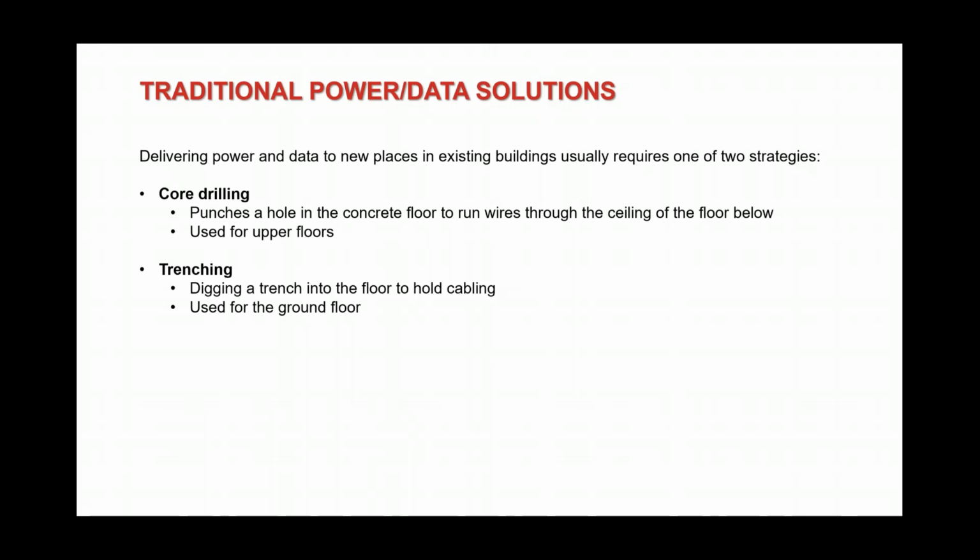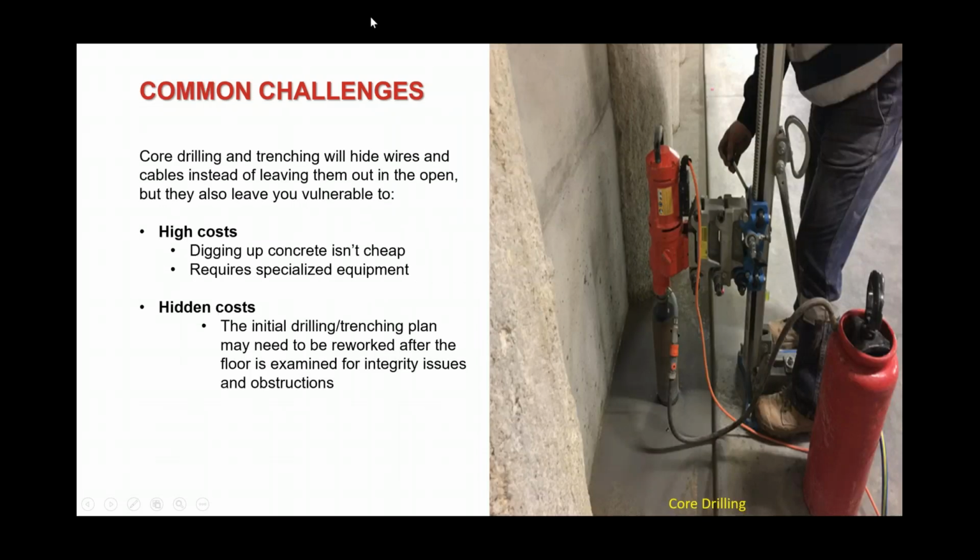Traditionally, and most of you know this, but I'll review it quickly, we brought power and data to spaces by either core drilling, which is literally punching a hole in a concrete floor to run wires. It was always used for these upper floors, because obviously at the slab grade on the main floor, we don't need to do this because we're going to run into dirt. Secondly, they did trenching, cutting into the floor to what we needed. Here's an example of core drilling.